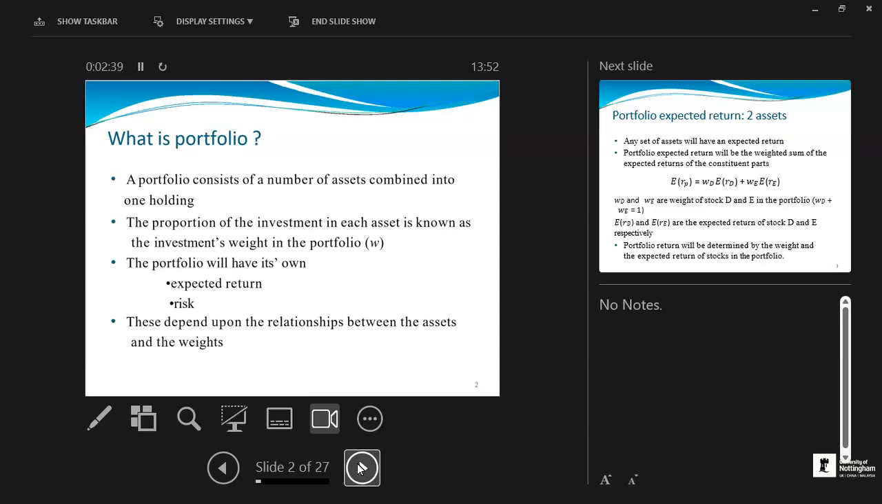Okay, so the portfolio will have its own expected return and risk. So when you create a portfolio by combining different assets, you can think of the portfolio as an asset itself. Okay, it's a new asset. It's a different asset, which is different from its constituents. Okay. So you should treat each portfolio as an asset of its own. And like any asset, it will have its own expected return and risk.